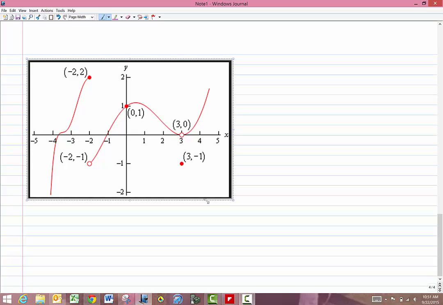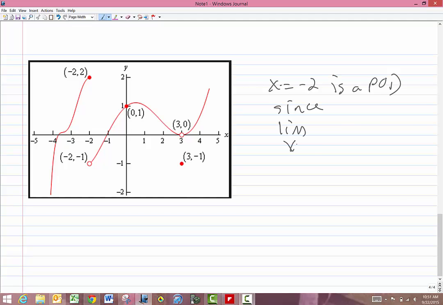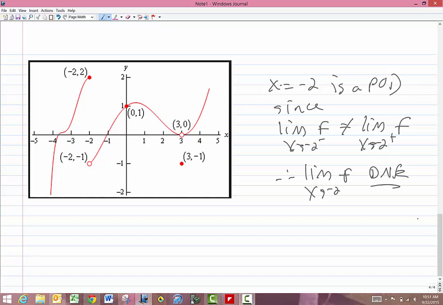Okay, so you should have 2 points of discontinuity. -2, since the limit as x is going to -2 of f from the left is not equal to the limit as x is going to -2 from the right. Therefore, the limit as x is approaching -2 does not exist. And remember, in order to be continuous at a point, the limit must exist.